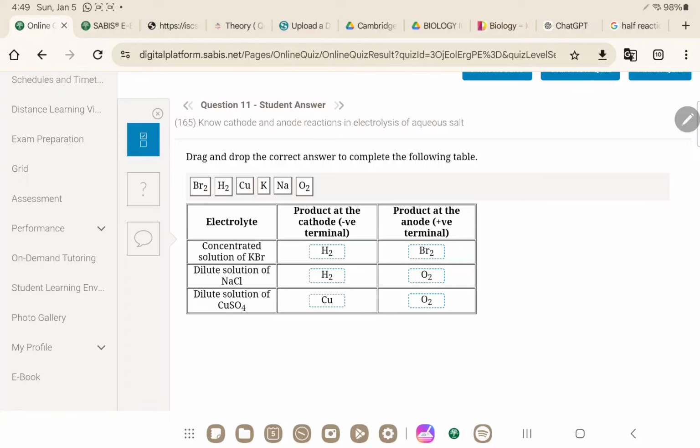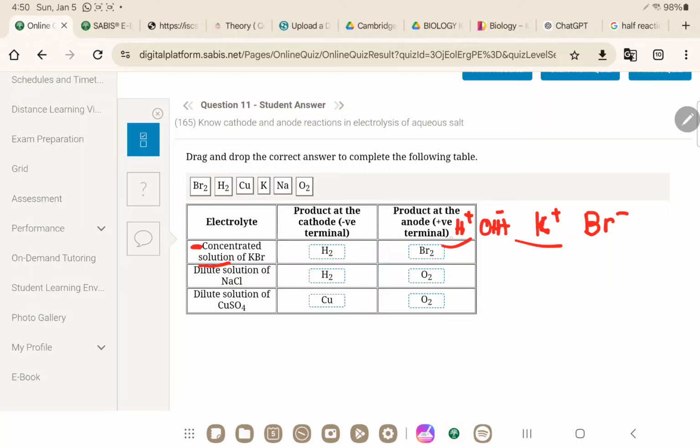So, here we have different solutions and they want to ask us what you're going to find as the products at the cathode and at the anode. Here you have a concentrated solution of KBr. So again, you have to remember the arrows I showed you at the start of the video. In this solution you have K+ and Br-. And since it's a solution, it's with water, so H2O, which is H+ and OH-.